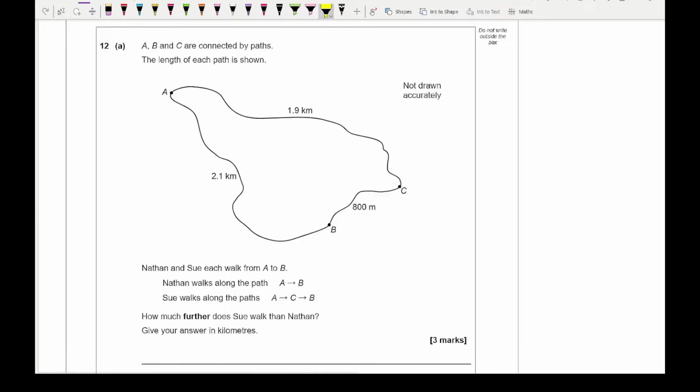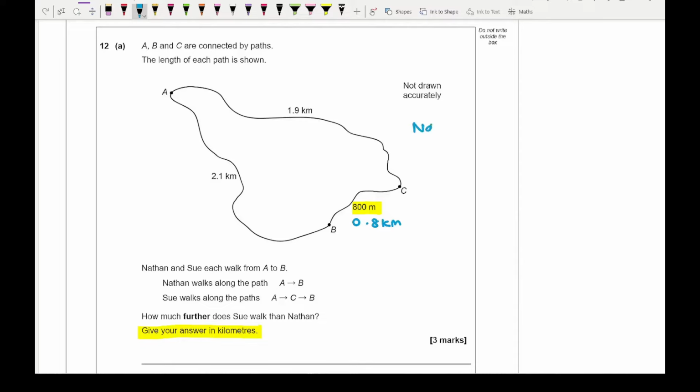Now, because the question is asking us for our answer in kilometres, it makes sense for us to convert all the lengths into kilometres. So thankfully, the only one that's left for me to change is 800 metres, and that in kilometres is 0.8 kilometres because there's 1,000 metres in a kilometre. So if I just divide 800 by 1,000, I get 0.8.